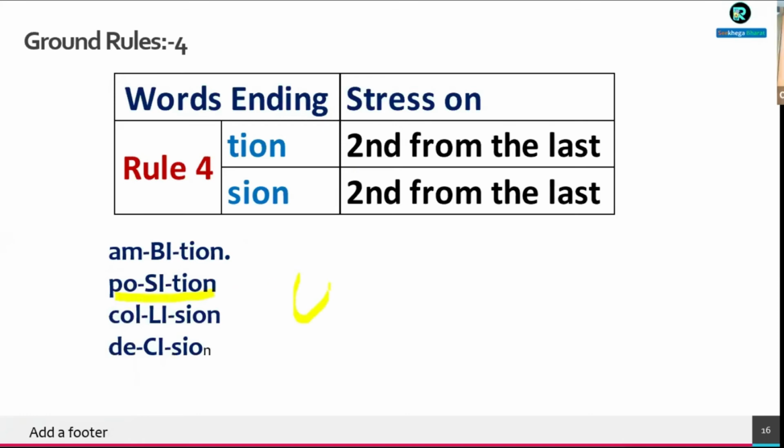Position, right? Here is the stress. We can reduce this O sound to schwa, because this is unstressed. So position. Z is getting the stress. Position, correct. This is collision. We can also say collision sometimes. And this is decision, the season.